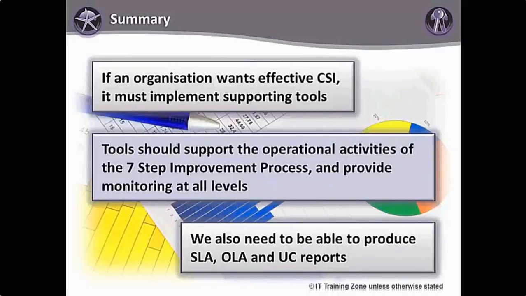You can see from what we've studied in this lesson that if an organization desires continual service improvement to be effective, it must implement tools to support it. These tools should support the key operational activities of the 7-step improvement process and provide monitoring of each level of the service hierarchy: services, systems, and components. We also need to support the reporting activities for service level agreements, operational level agreements, and underpinning contracts.